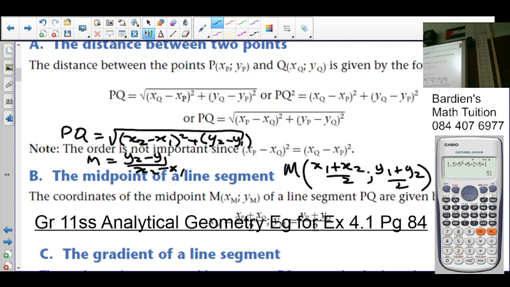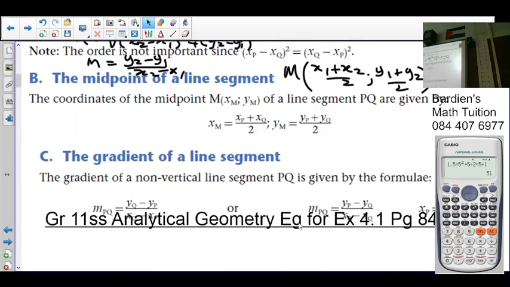I see here they put xQ minus xP squared and so on. But on the formula sheet, which you should be getting yourself familiarized with already, it's x2 minus x1 squared plus y2 minus y1 squared. There's no Q and P on that. So the midpoint, we just spoke about that formula now.